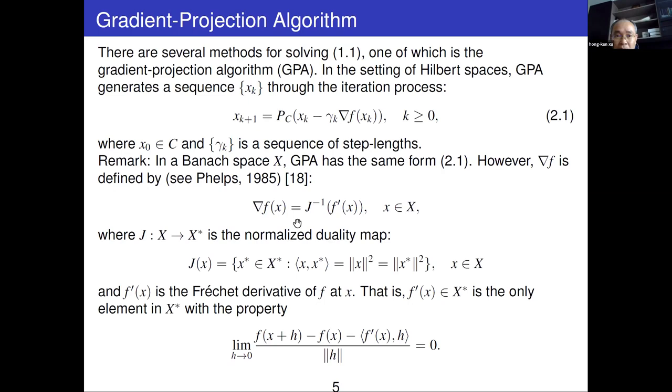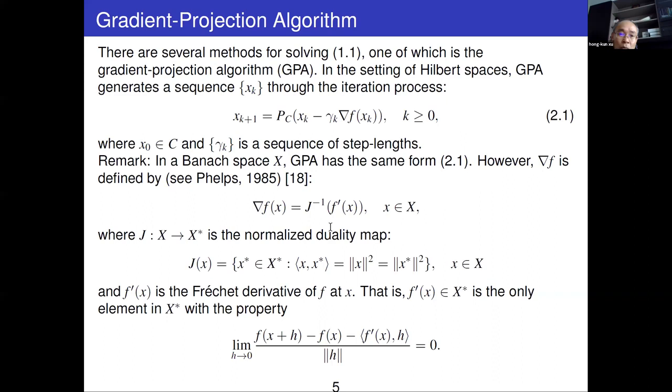Here is the gradient of f. Now f prime means the Fréchet derivative, and J is the normalized duality map. Down here is the definition of the duality map, and down here is the definition of the Fréchet derivative. So you need to use the normalized duality map from X star, the dual space of X, back to the space X. So this is quite complicated actually.